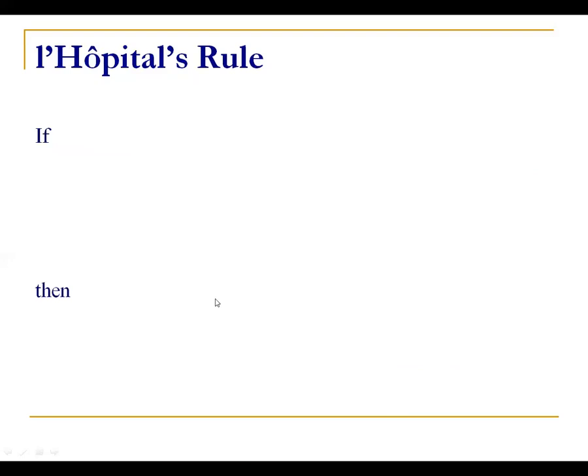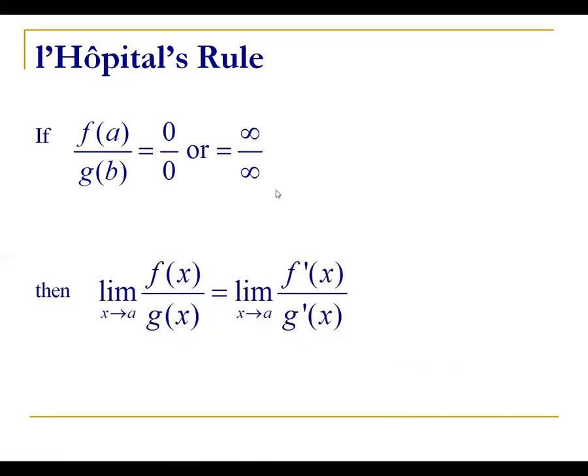Okay? L'Hopital's rule says that if f of a over g of a equals 0 over 0, or infinity over infinity, you can take the derivative of the top and bottom and evaluate the limit. So this was very helpful for evaluating limits of indeterminate forms. Last year, this was not on the AP Calculus AB exam. It's a new topic they added this year. It used to be only on the BC exam, okay? But now they put it on the AB exam.